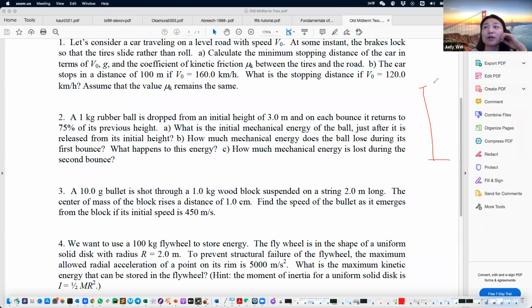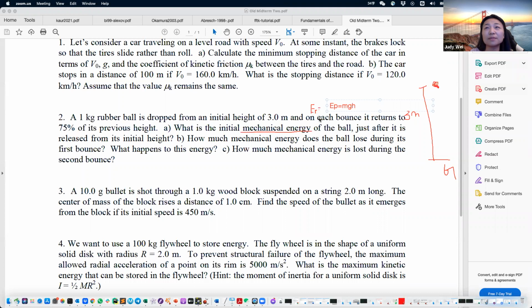So let's say this is a 1 kilogram rubber ball, and the height is 3 meters. This is the ground. Each bounce returns 75% of the previous height. What is the initial mechanical energy of the ball just after it is released from its initial height? I think the mechanical energy is the potential energy, right? EP, potential energy, equals mgh, basically.